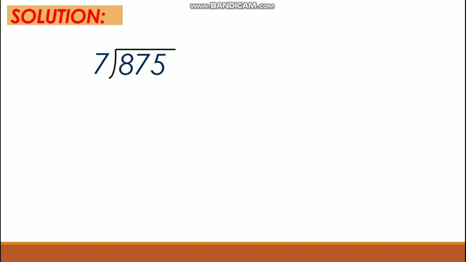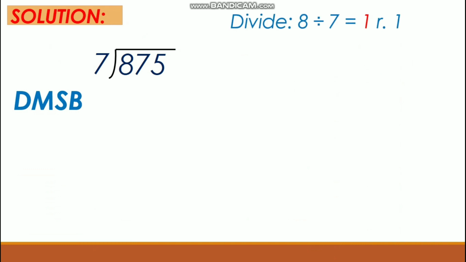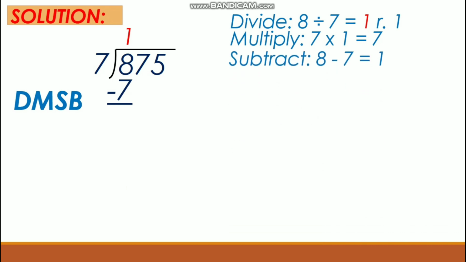Let's divide 8 by 7. When we divide 8 by 7, the answer is 1 with remainder 1. This time, we are going to ignore the remainder. So we write 1 at the top of 8. Then, after dividing, we multiply the divisor and the quotient, which is 1. 7 times 1 is equal to 7. Then that 7 will be subtracted from 8. 8 minus 7 is equal to 1.